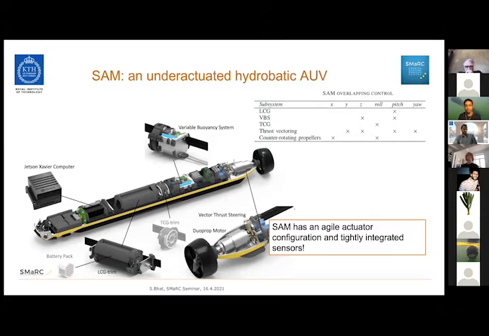We have a thrust vectoring system, which allows us to steer. We have dual propellers, which allows us to propel the vehicle while still controlling the roll angle. We also have rotating counterweights called the transversal center of gravity system to help us roll statically. A variable buoyancy system allows us to control the depth without moving on the other degrees of freedom.